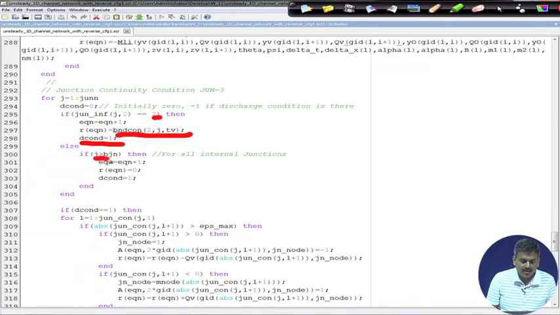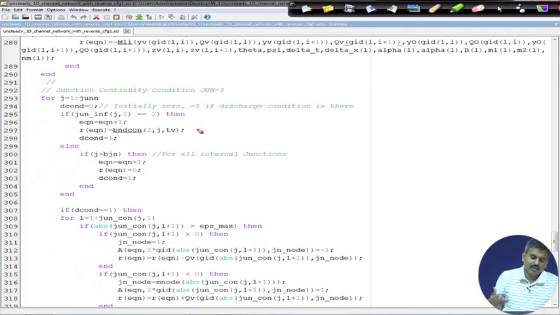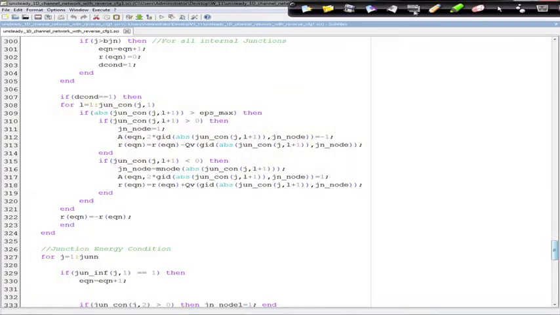If the junction number is greater than Bjn, that means boundary junctions, then this R eq, that is equation number, should be 0, because we do not have an inflow condition from somewhere. So, we will have only the variables. So, we should start with the 0 value. Now, if this D con or discharge condition equals 1, then only we should iterate here.